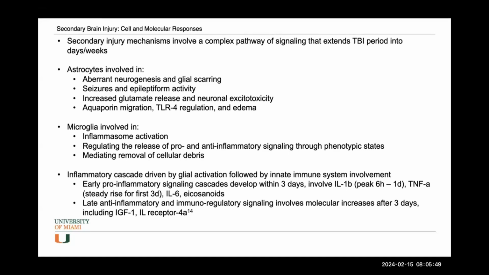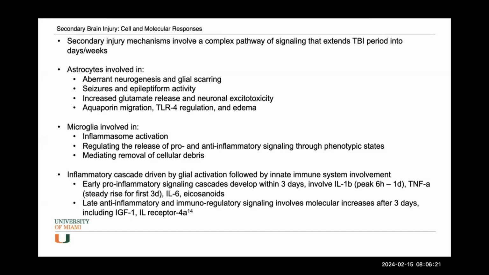Similarly, microglia are involved in the inflammasome, and they end up going through these phenotypic changes where they can go from neuroprotective to damaging, and they regulate the release of pro and anti-inflammatory signals through these phenotypic states. Ultimately, microglia, as we know, mediate the removal of cellular debris, but it's this deregulation of what phenotypic state they're in that contributes to the overall aberrant signaling that accompanies a TBI. And later on in this process, the innate immune system can get involved.